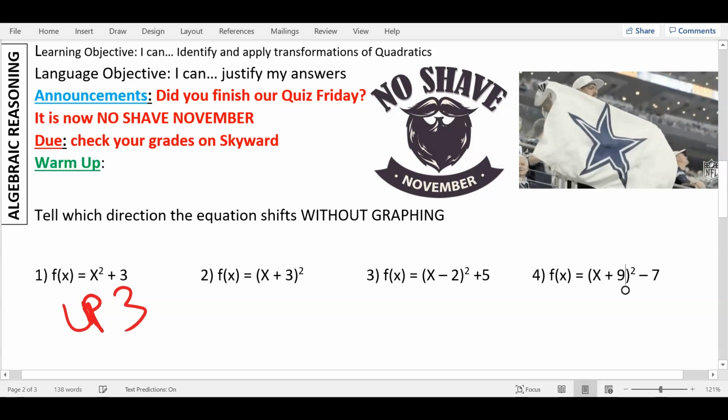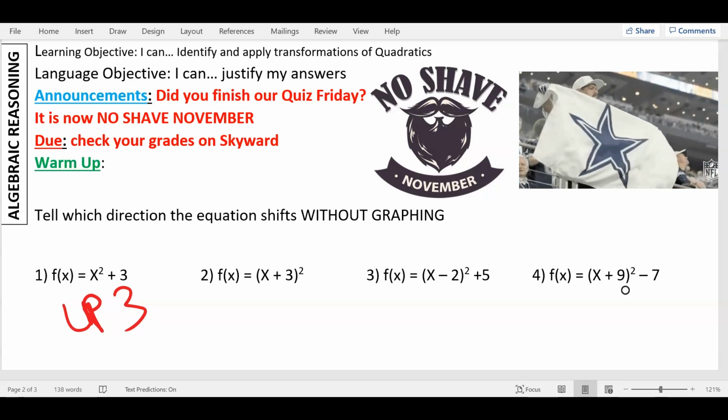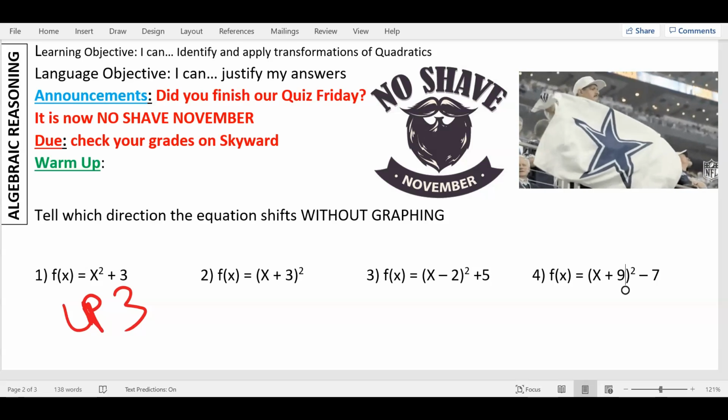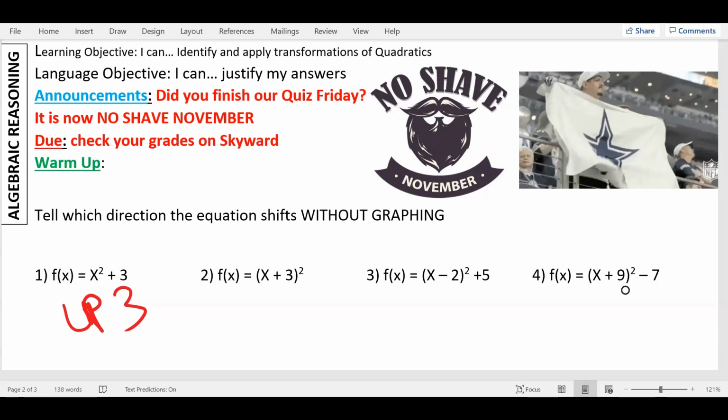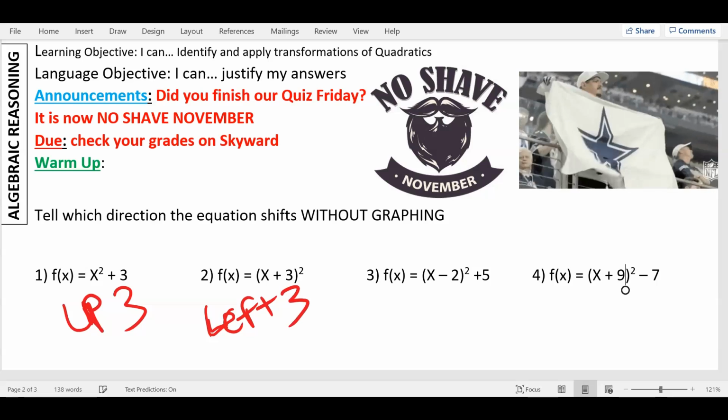Now, the next one looks similar, but there's parentheses. Which way is that going to go? Left or right, okay? Now, remember, and I did say this, but we were near the end of class. Is everyone listening? Insiders lie, kind of like a spy, okay? Inside parentheses, it's opposite of what you think. Normally, plus 3 means to the right, but it's a lie. So it's going to go which way? Left. To the left. This is left 3, right? Make sure you're writing this down. Left 3.